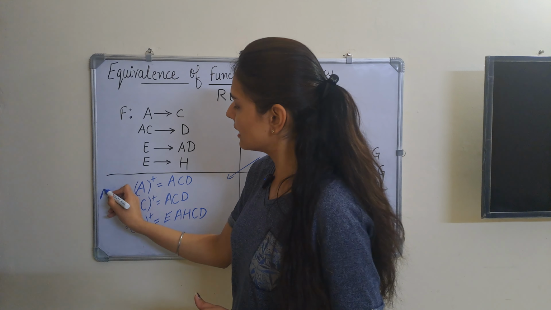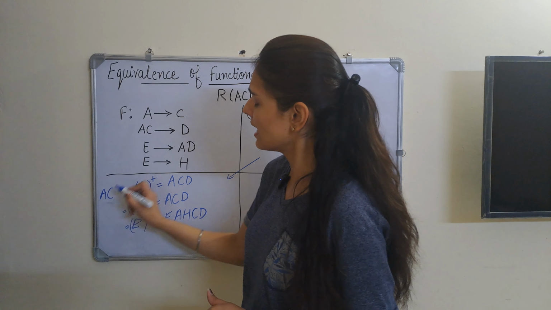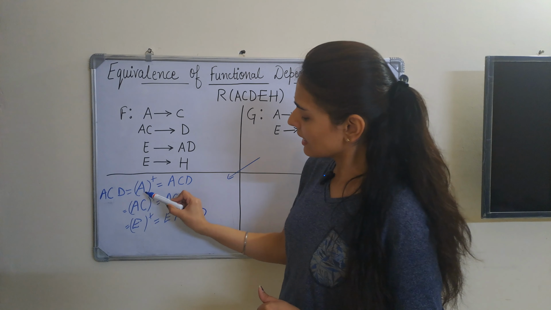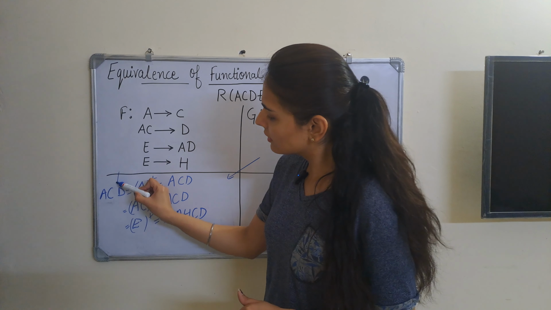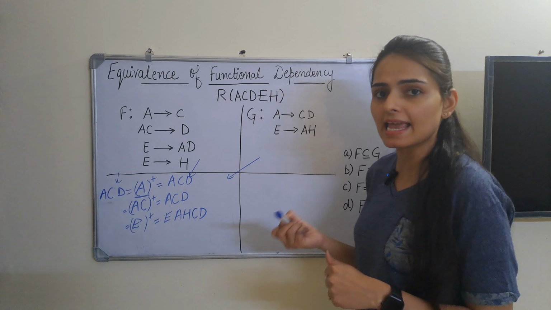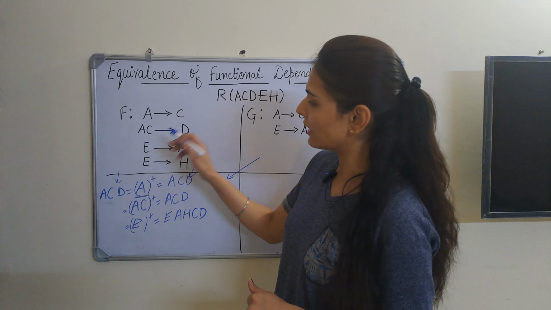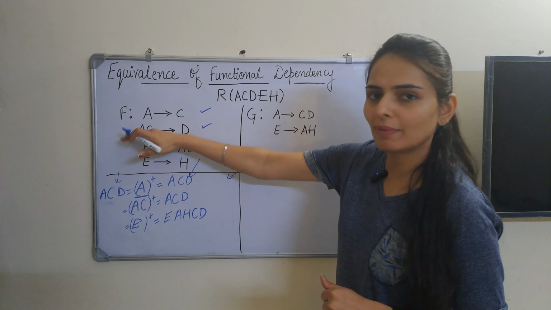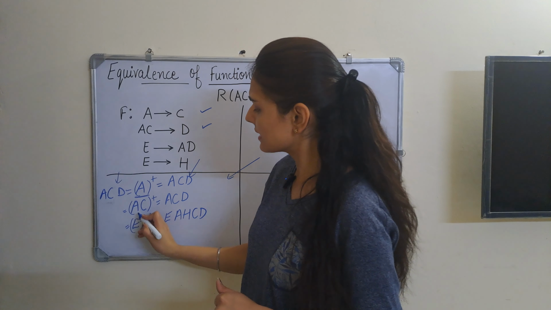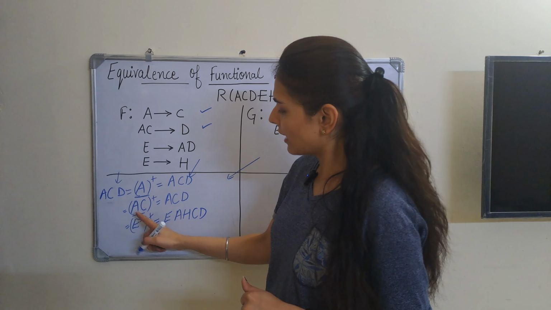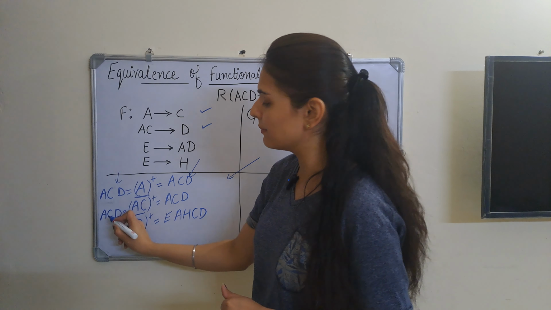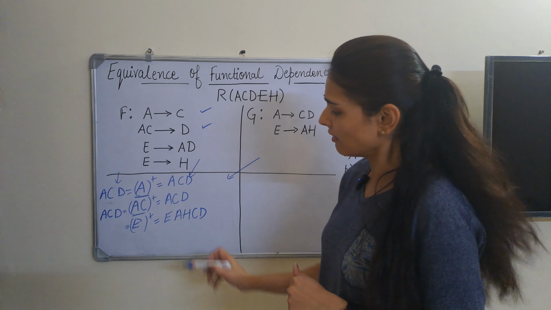So for A, we can find A, then we can find C, and then if we know AC, we know D. So we can write it over here. Now we can see that for this attribute, both sets of functional dependencies can find the same number of attributes, right? So this one is fine. We can say this functional dependency is very well taken care of by this set as well as that set. Next we have AC. For AC, we have A, C, and if we know AC, we also know D. So again, for AC, both sets of functional dependencies can find out the same attributes.